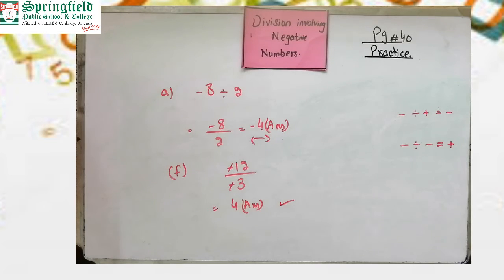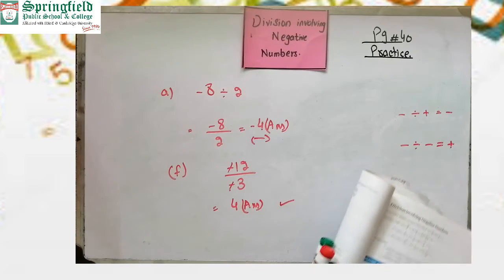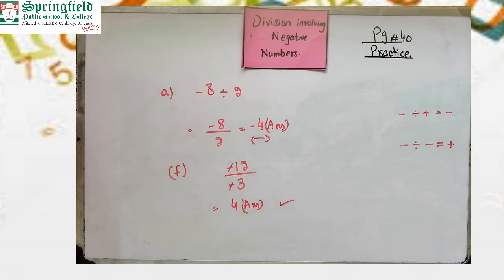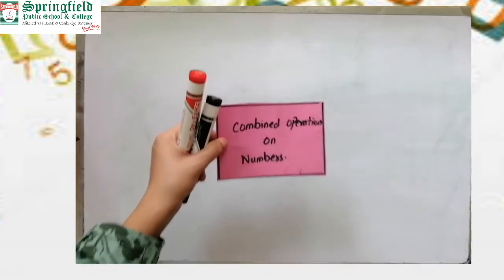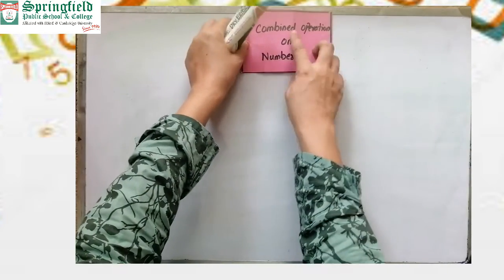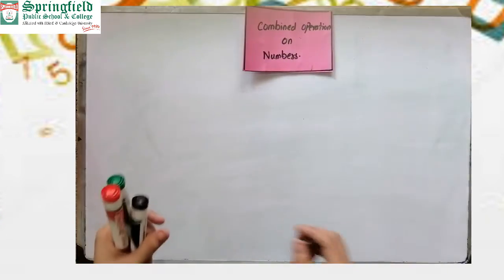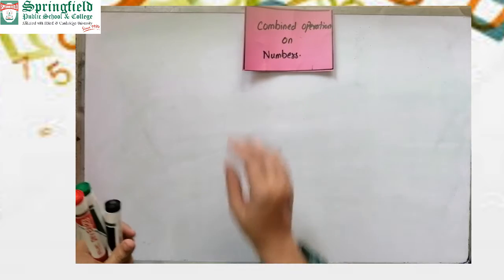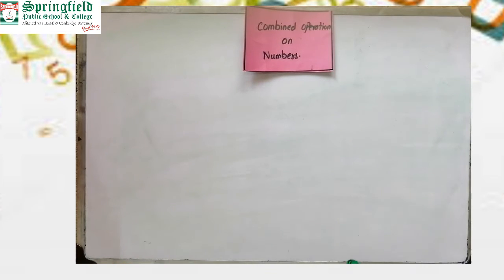Okay, now come on the last topic. And the last topic is combine operation on numbers. Okay, now combine operation on numbers, that how we can use more than 2 operations on numbers. How we can solve numbers according to more than 2 operations.